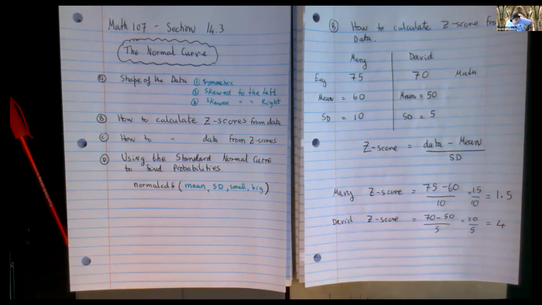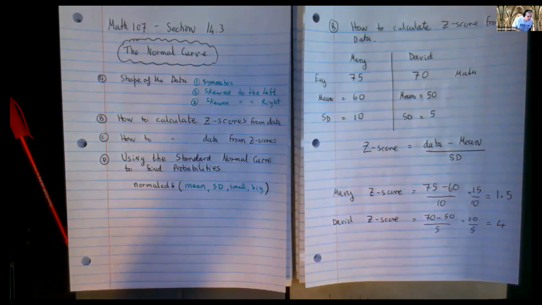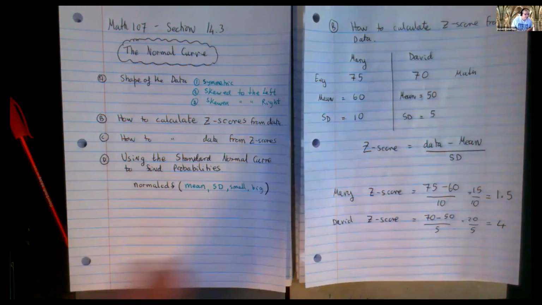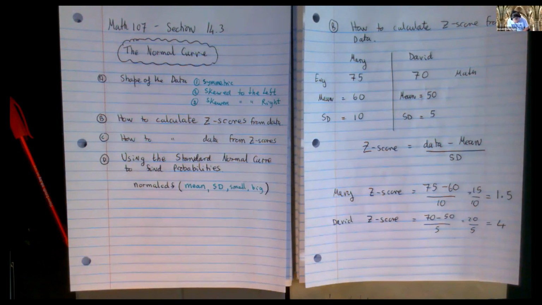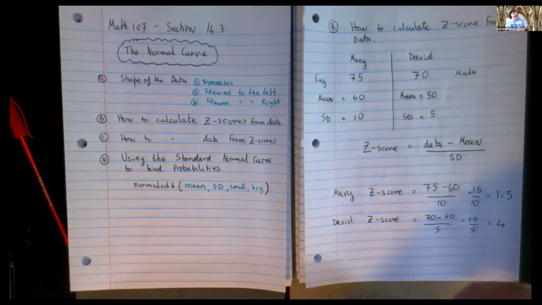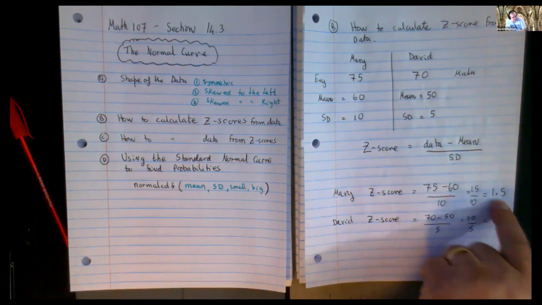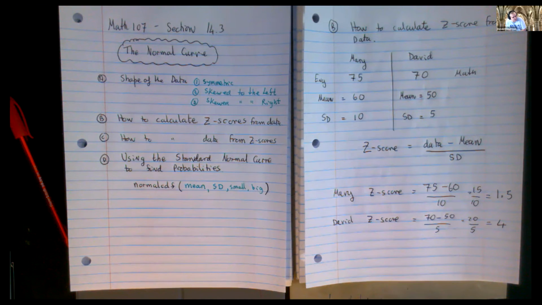So if you want to compare these two, the Z-scores are the ones that you use because they're a fairer way of taking into account how hard an exam was and how spread out the scores were in each exam. And David got a 4. A 4 is much harder to get than a 1.5. Bigger Z-scores are harder to get than small Z-scores. And that means that David actually did better than Mary. And that would be the answer that we would give to which one of those two was actually successful.